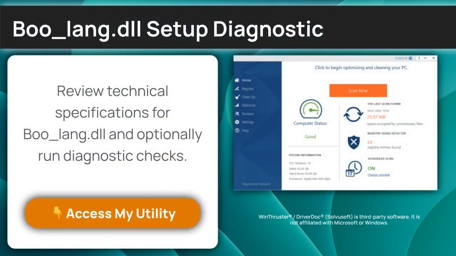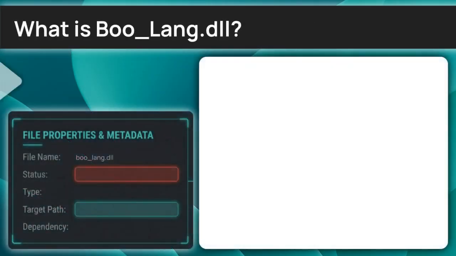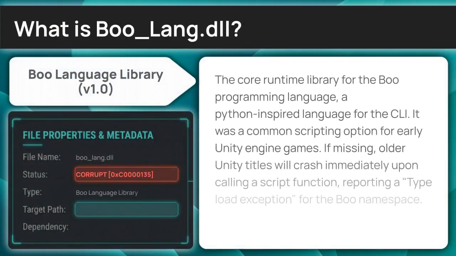This is the Boo language runtime, the core runtime library for the Boo programming language, a Python-inspired language for the CLI. It was a common scripting option for early Unity engine games. If missing, older Unity titles will crash immediately upon calling a script function, reporting a type load exception for the Boo namespace. Now that you have the context, let's move into the repair process with a fresh installation.